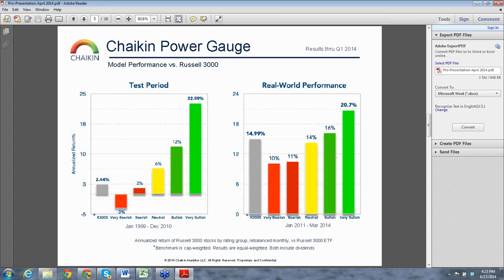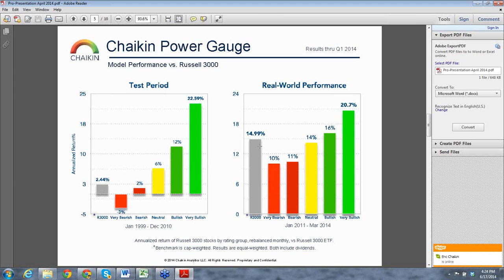The reality is here. The model finished in 2010. This is from 2011 forward. So that's 2011, 2012, 2013, and the first quarter of 2014. The way we construct our performance is very simple. Every 4 weeks, we rebalance our entire universe. The very bullish stocks go in their bucket, the bullish in their bucket, and so on down the line. And we simply track the performance of each bucket over time.